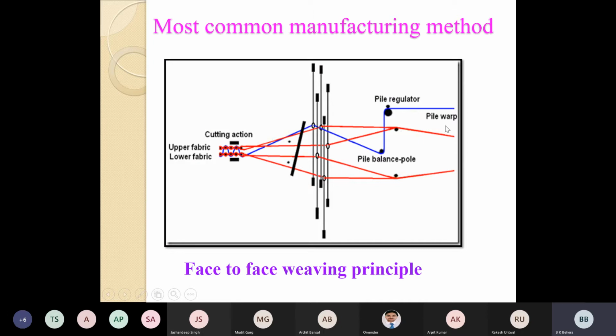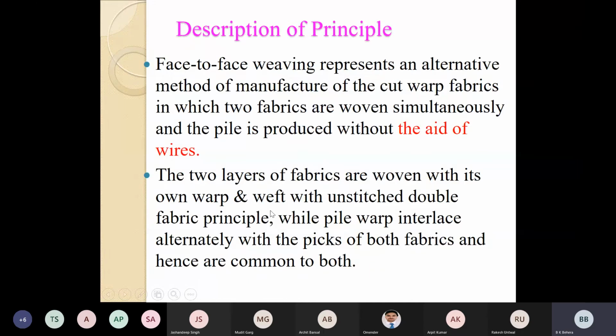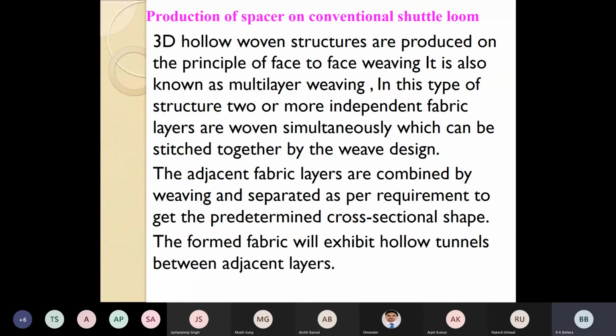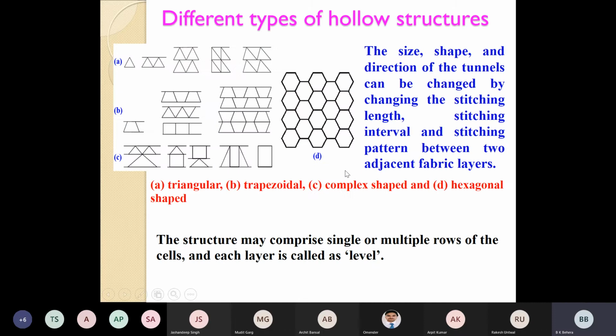Otherwise, if the pile beam is not there, what will you do? We insert wire between so that it maintains a distance gap, which is a very old principle. But nowadays, these looms are available to produce this double face-to-face weaving based principle spacer fabric. Okay, and same thing, what I explained is written here.